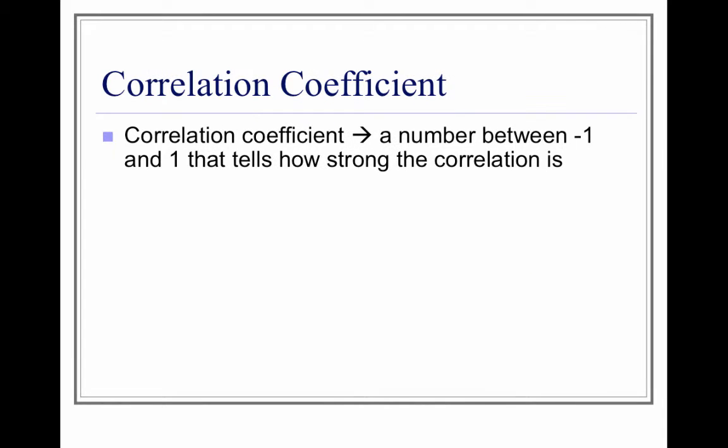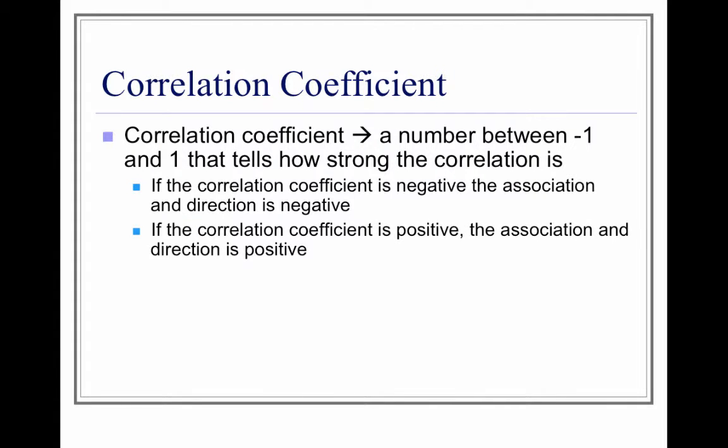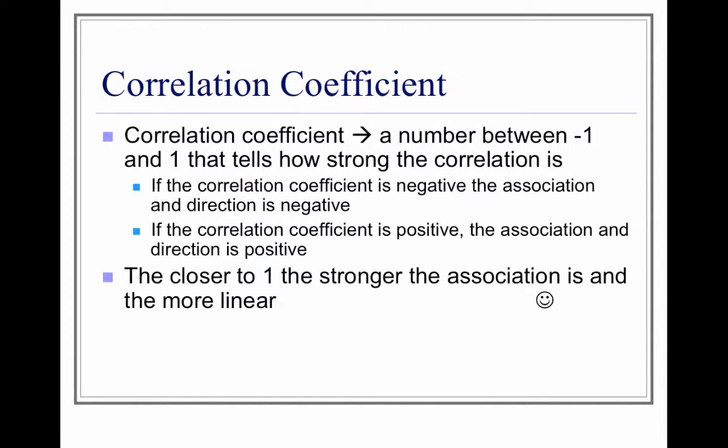So more about the correlation coefficient. It is a number between -1 and 1, and again it tells you how strong the correlation is. It also tells you the direction, so if it is negative, your direction is negative and you have a negative association. If it is positive, the association is positive and the direction is positive. The closer to 1, the stronger the association is, or the closer to -1. Again, the sign is just showing the direction, so it's the magnitude of the number, or the absolute value of the number, that tells you how strong it is.